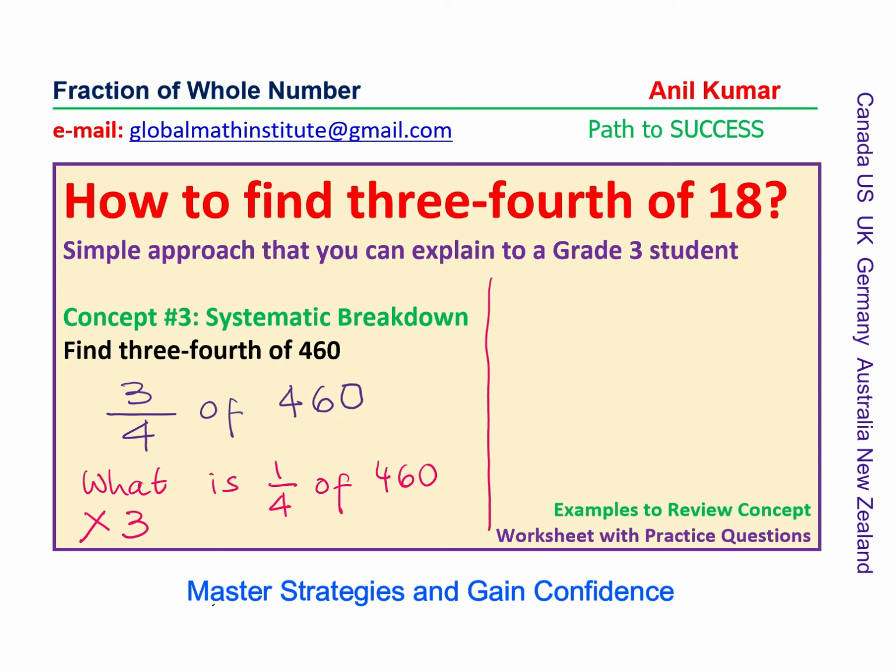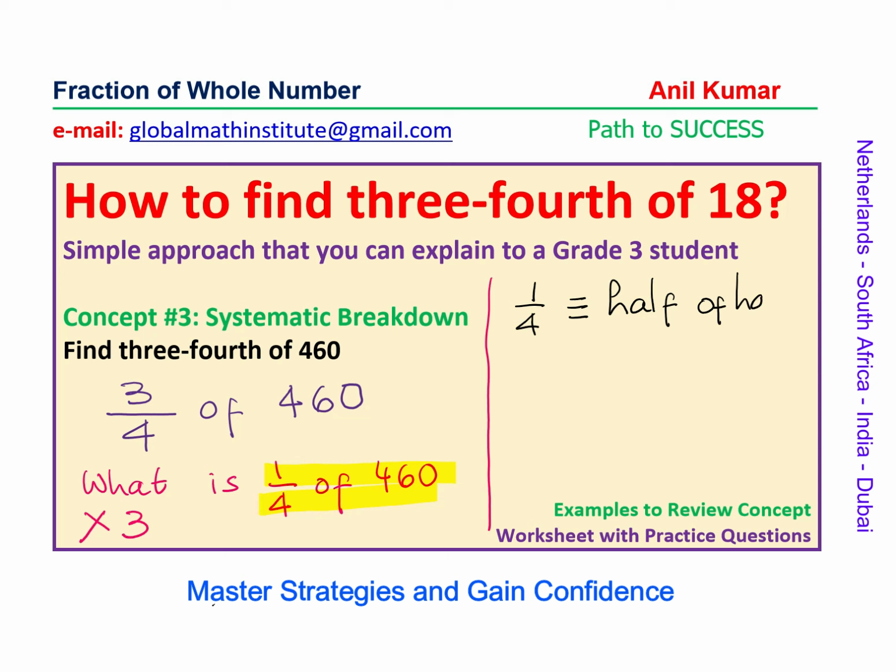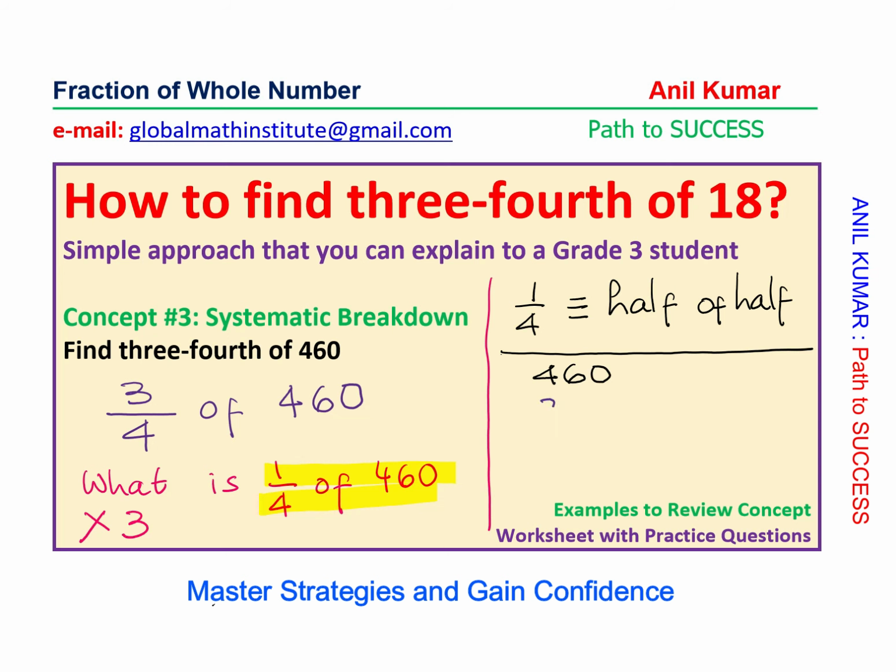Now, let's think about how do we get 1/4 of 460? Well, 1/4 is same as half of half, correct? So that means what we can do here is from 460 we can divide by 2. So half is 230, right? Now further we can divide 230 by 2. That means half of this, which is 115, right? So that is half of half, right?